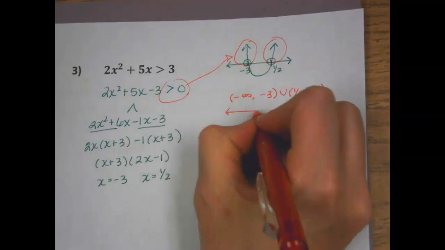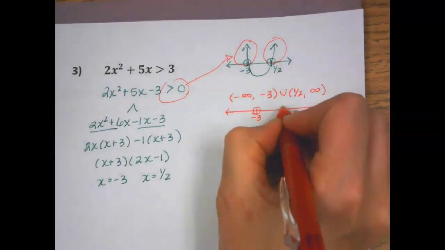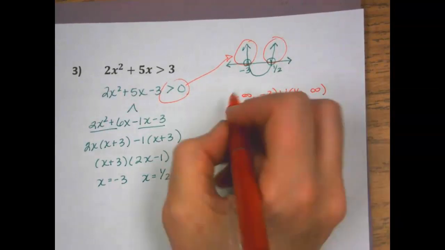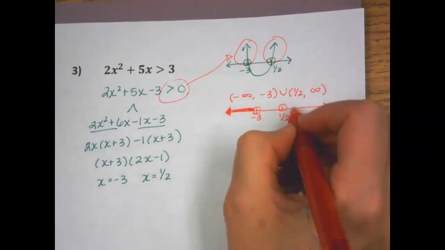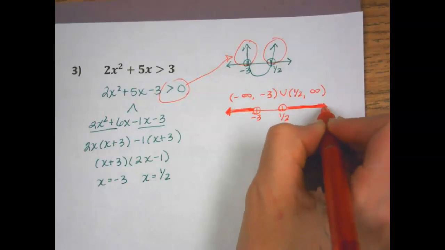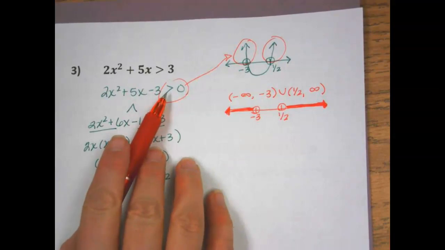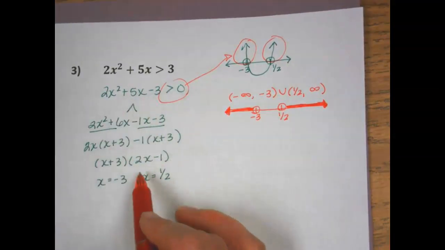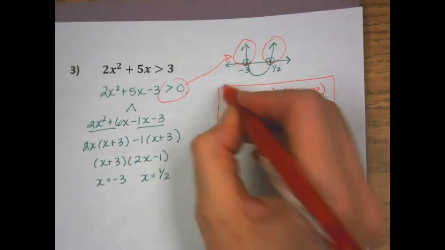So on a regular number line, I'd have the same two numbers, still both with open circles, but the part that I would shade would be all the way to the left and all the way to the right. And all of that is determined by what the inequality says. So we could do this entire problem. Here, let me go ahead and box in my final answer here.